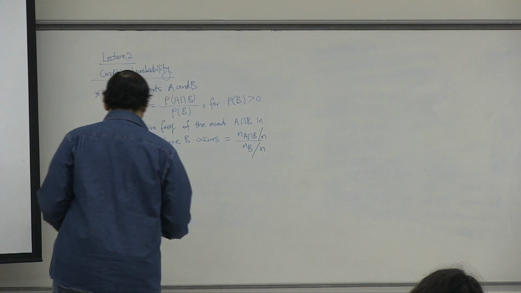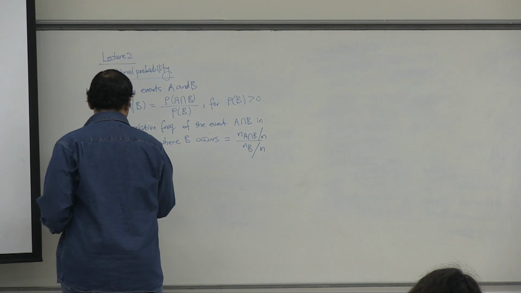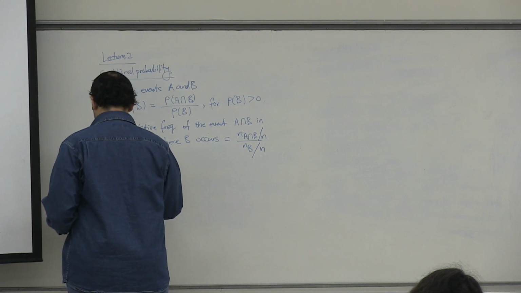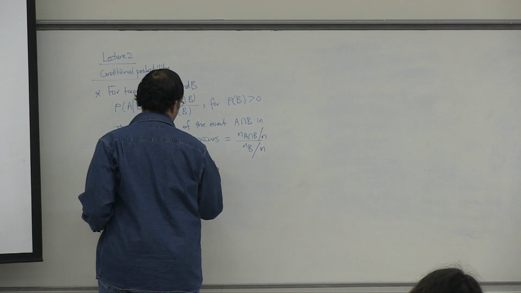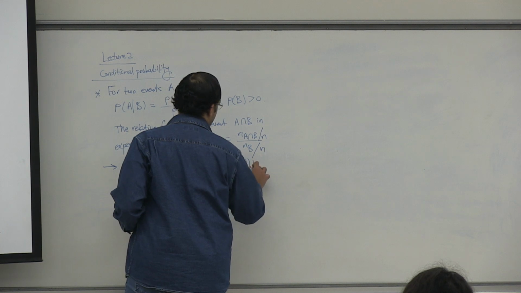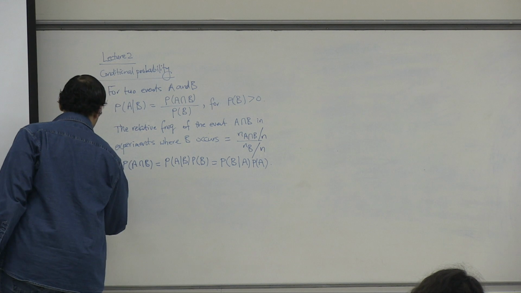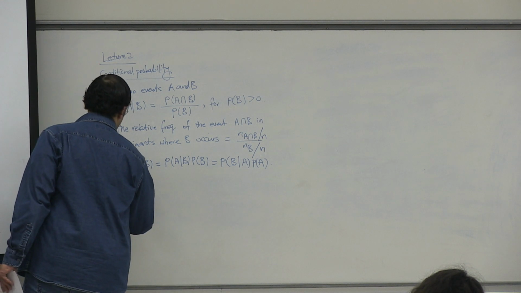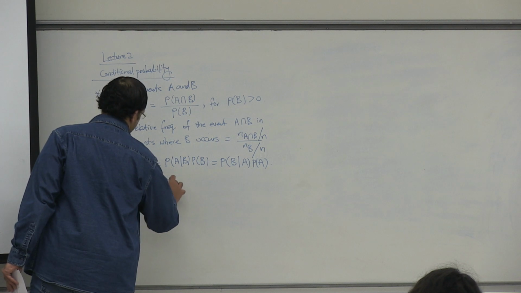Okay. A well-known rule is that the probability of A intersect B is the probability of A given B times the probability of B, which equals the probability of B given A times the probability of A. Okay, let's do an example. Example 1 is on the binary symmetric channel.